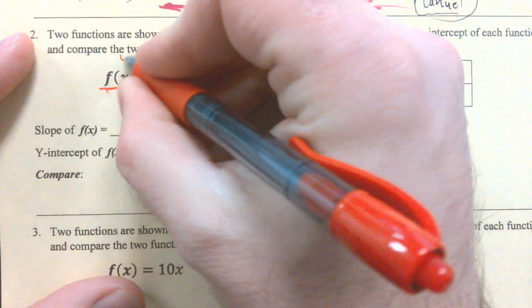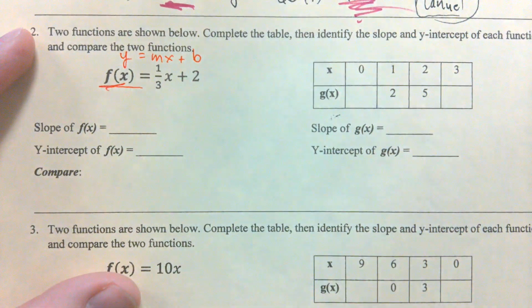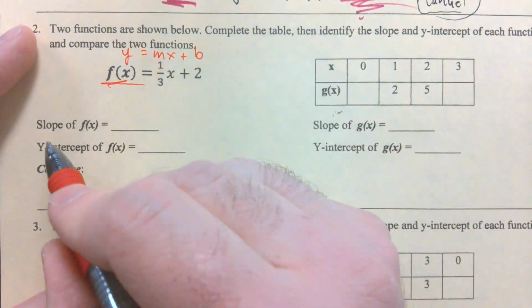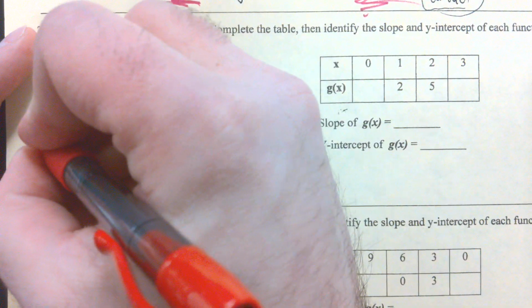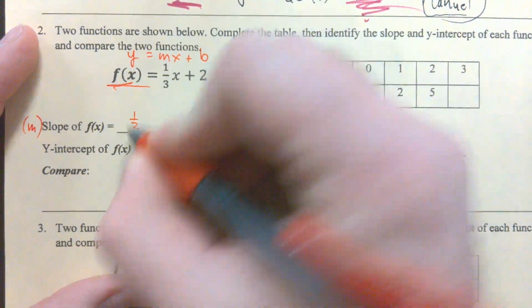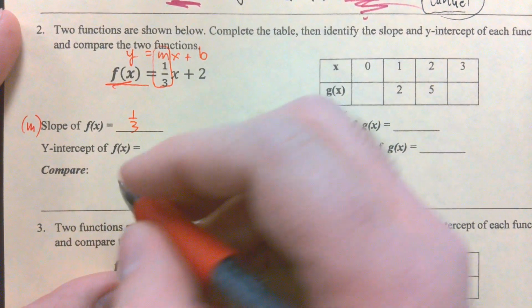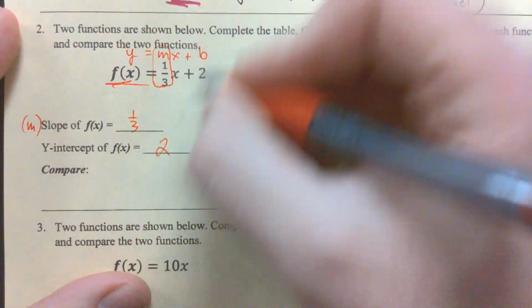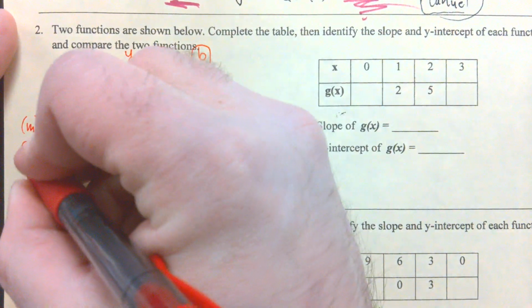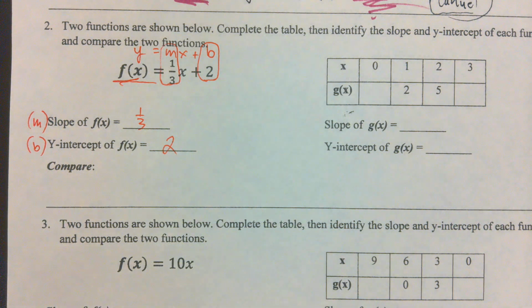And this is written in the form y is equal to mx plus b. So my slope of this function is m. What's that going to be equal to? 1/3. My y-intercept, Darius, is going to be what? 2. M and b. Nice and easy. All we got to do is use our eyeballs to look and identify what those are.